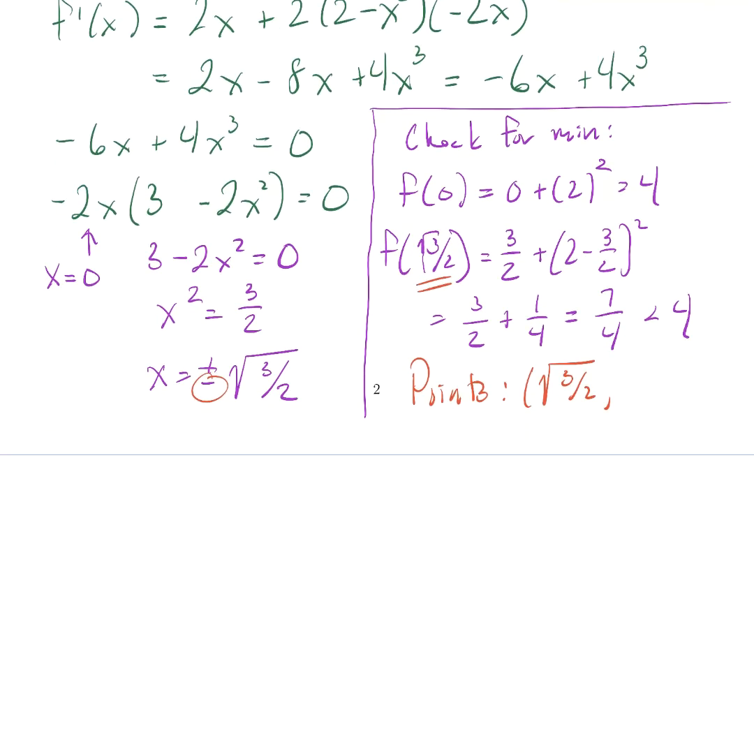Okay, so the points that are closest are root 3 over 2, 5 halves, and negative root 3 over 2, 5 halves. Okay, see if you can use what you learned in those two problems to work on the activity in this section.